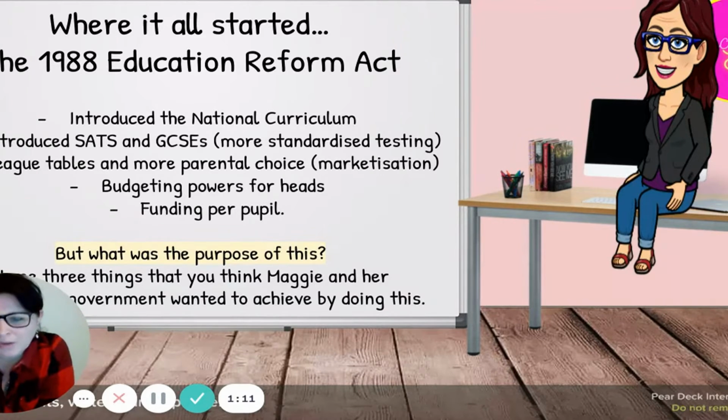So you might want to have a think about when Margaret Thatcher and her government were bringing this in, in 1988. What was it? And remember, this was a New Right government. What were they trying to achieve by doing this? What were their goals? What did they want to do? And how was marketisation of the education system going to achieve this?